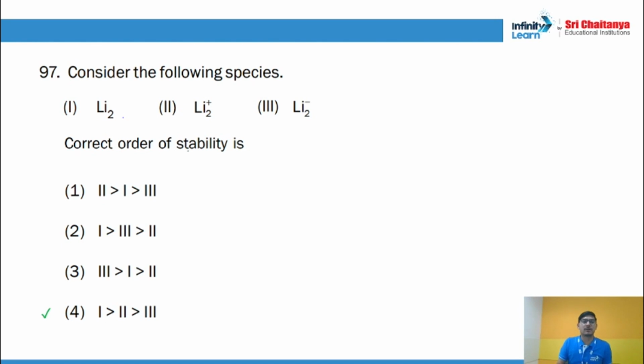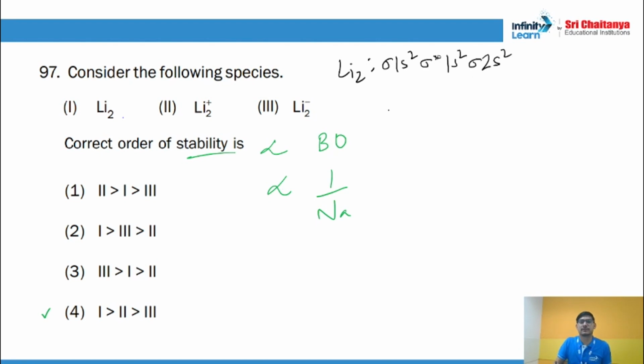Again, the correct order of stability. You should know that stability is proportional to bond order, and if the bond order is the same, then stability is inversely proportional to the number of anti-bonding electrons. Okay. So let us do it for this. For Li2, it will be sigma 1s 2, sigma star 1s 2, and sigma 2s 2, guys. So the bond order will be half of 4 bonding electrons minus 2 anti-bonding electrons, so bond order is 1. So this will be most stable.